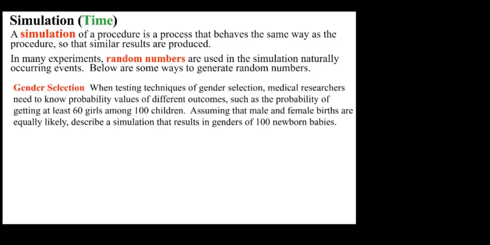Here's gender selection. When testing techniques of gender selection, medical researchers need to know probability values of different outcomes, such as the probability of getting at least 60 girls among 100 children. Assuming that male and female births are equally likely, describe a simulation that results in genders of 100 newborn babies. So we want to see if there's any simulation that does that. Basically, you look at the concept of 2 outcomes that are equally likely. That's the idea behind it.